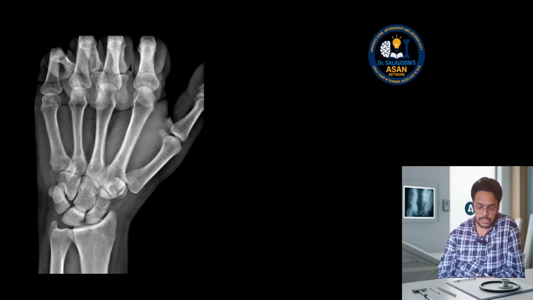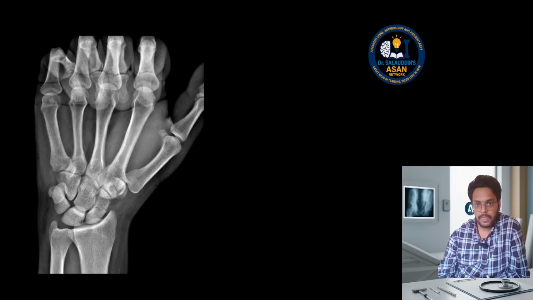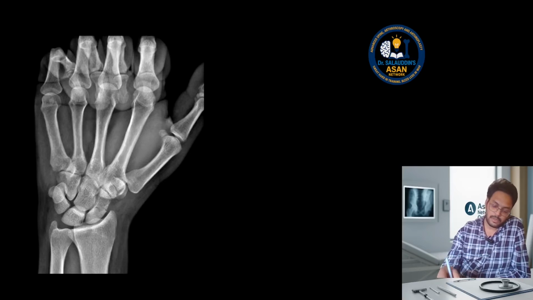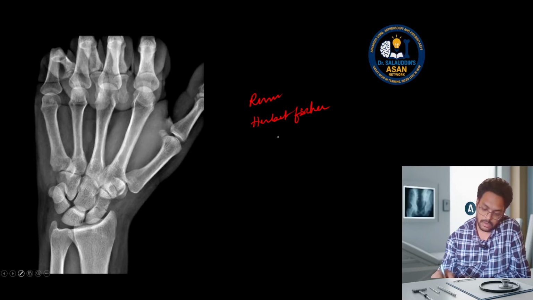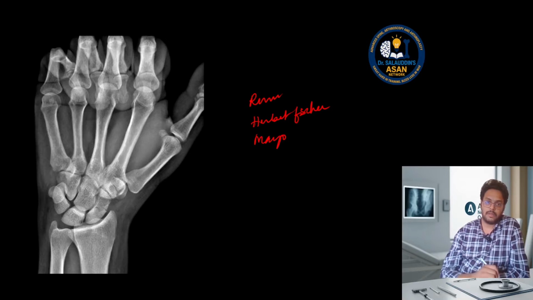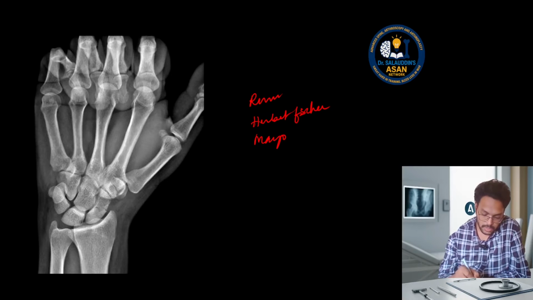Now tell me, based on this X-ray, what type of classification it comes under. You have to tell me what Russe type, what is its Herbert and Fisher type, what it is in Mayo type. Okay. First, identify the fracture line. So here is the scaphoid, this is the proximal pole and this is the distal pole. The fracture line is here.